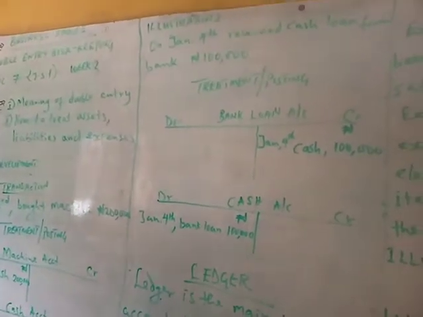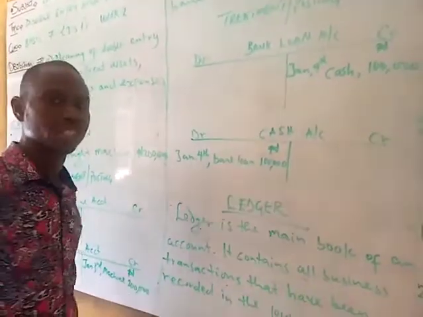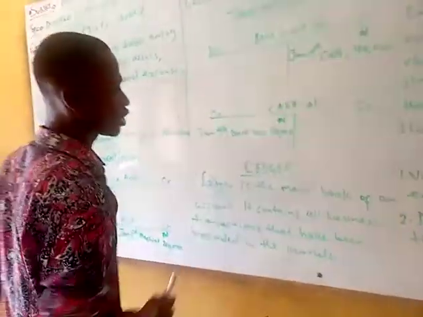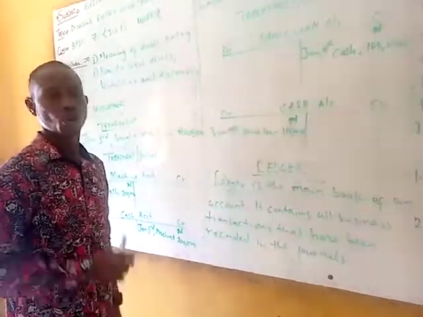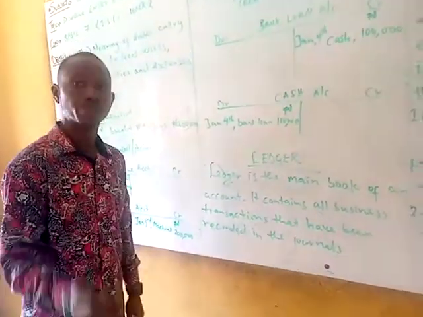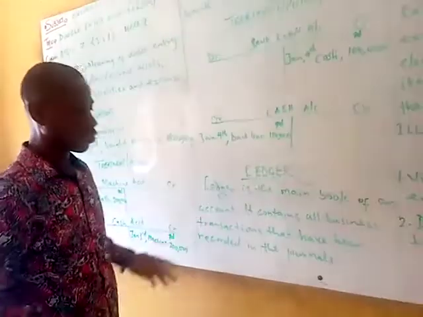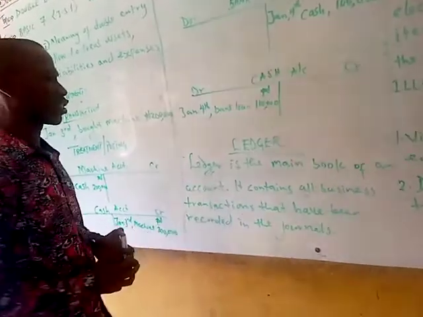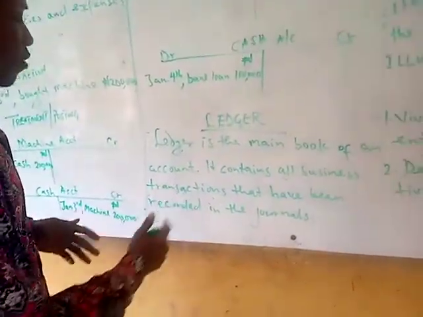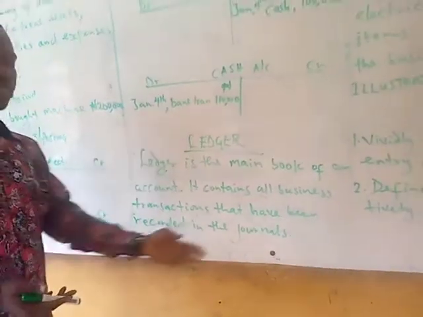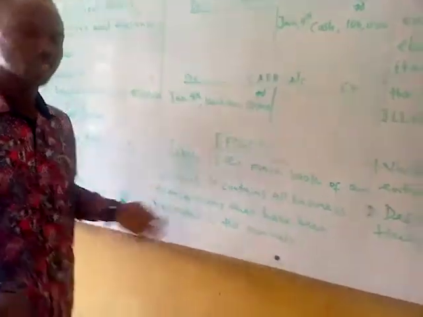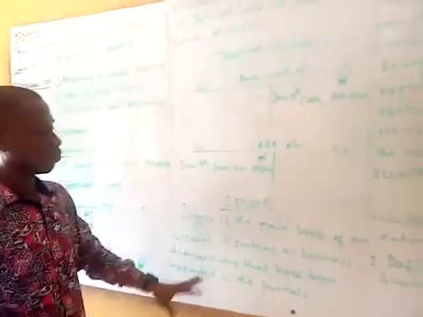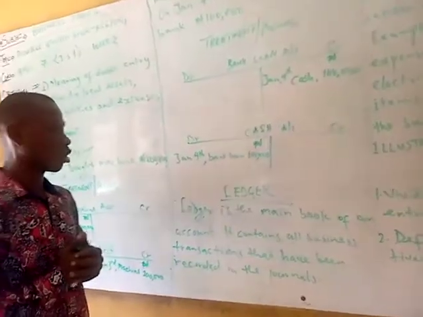So having said that, we want to quickly look into ledger. How do we define ledger? We say ledger is the main book of an account, or in other words, a principal book of account. Every account you are doing will end up in the ledger. It contains all business transactions that have been recorded in the journals. When we say journals, we have different kinds of journals: the sales day journal, purchase journal, return invoice journal, and so on and so forth. So just know that ledger is the principal book of an account.